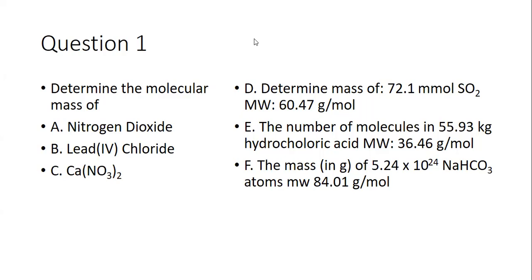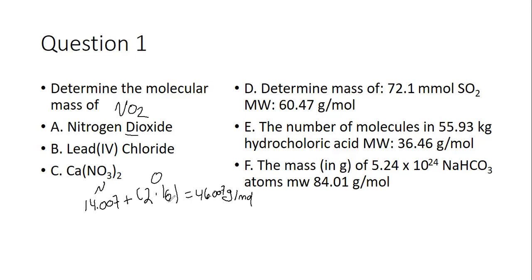So let's take a look at this. And for A and B, the first thing we need to do is just figure out what the formulas are. So nitrogen dioxide, since we're seeing these prefixes, we know it's a molecular compound. So nitrogen dioxide, so one nitrogen, two oxygens for di. Then the molecular formula is 14.007 plus, so that's nitrogen, plus 2 times, and we'll just say 16 for oxygen. So 2 times 16 is 32. 32 plus 14 is 46. So this is 46.007 grams per mole. So that's nitrogen dioxide.